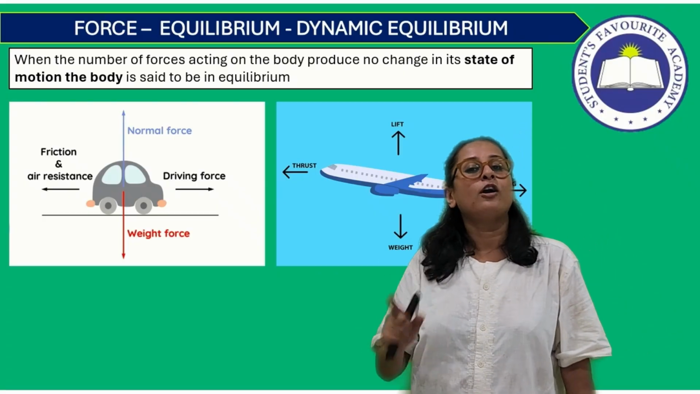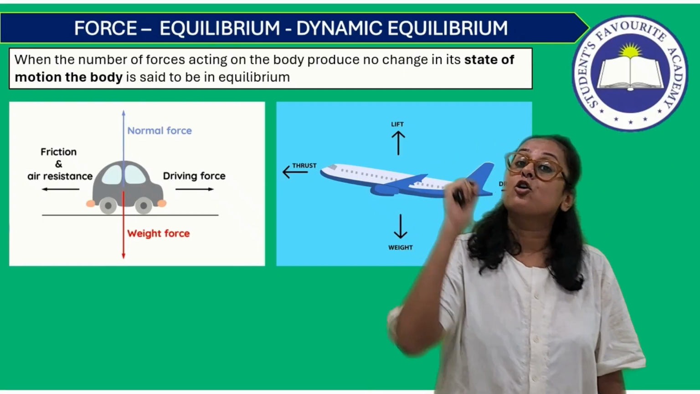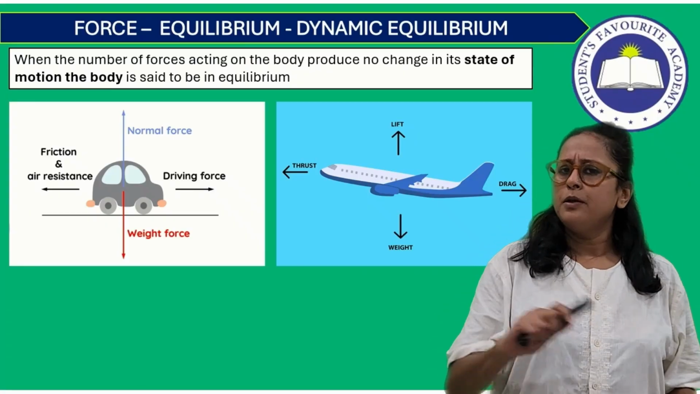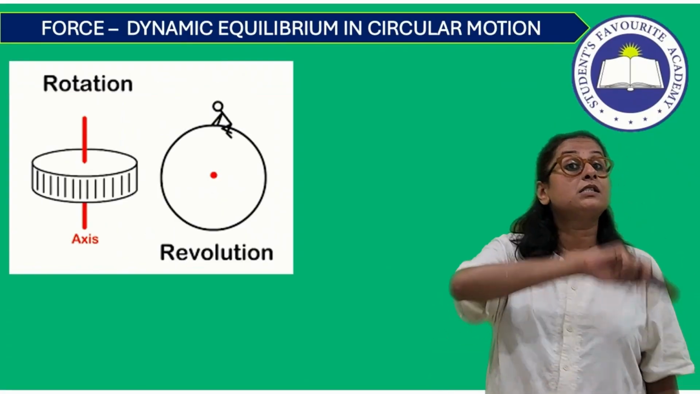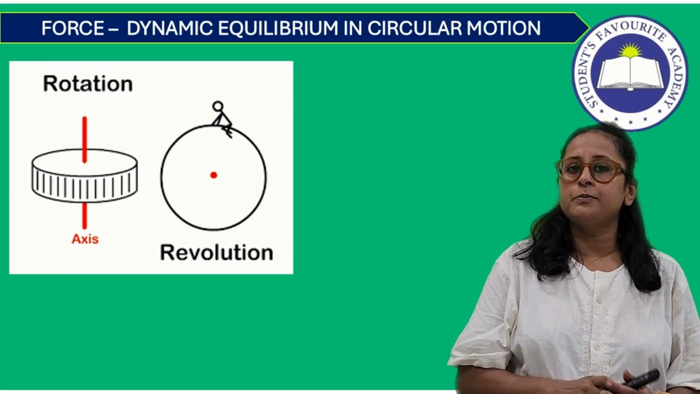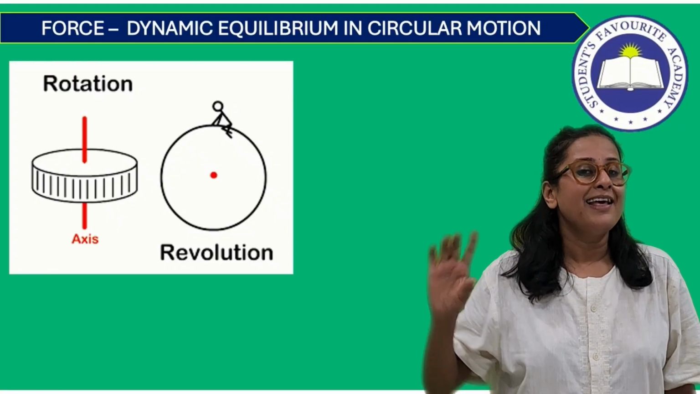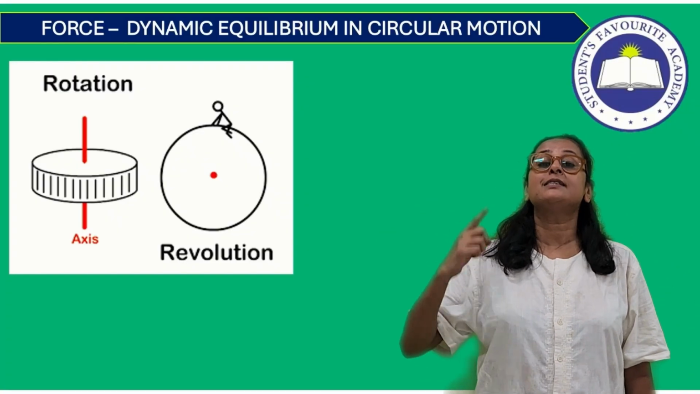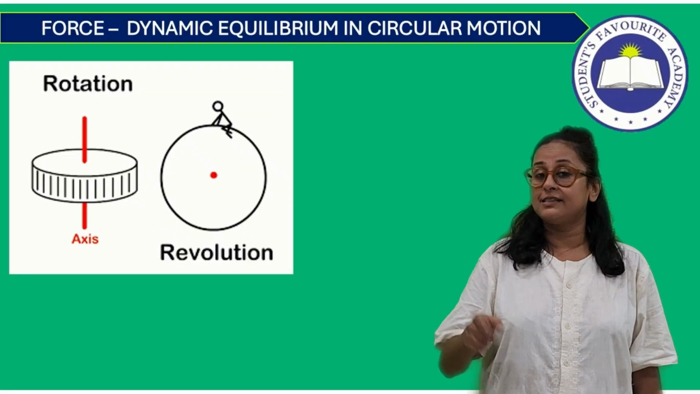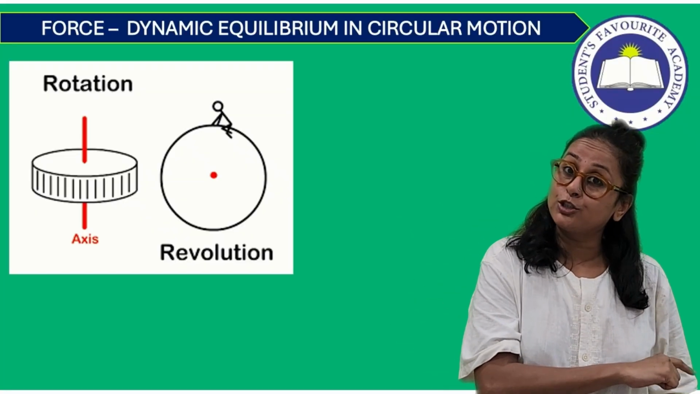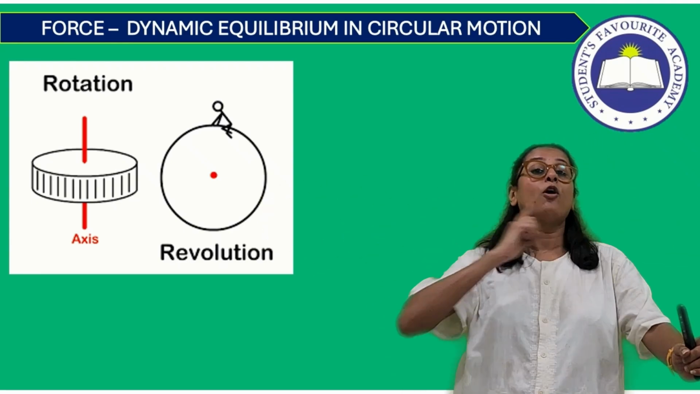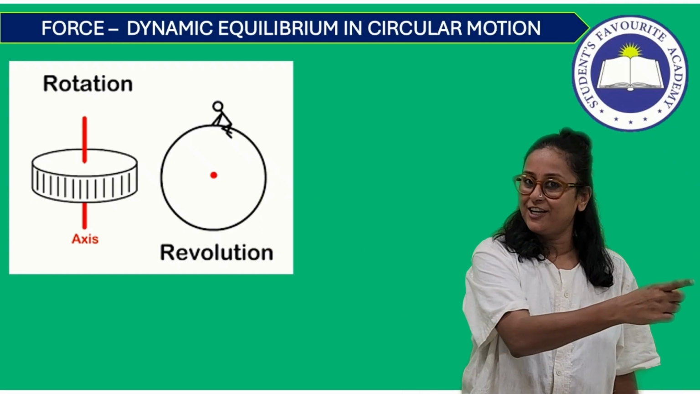Dynamic equilibrium: the body is in a state of constant velocity. Now, if we talk about equilibrium of bodies moving in circular motion, it's very important to know the difference between rotational motion, which happens about a fixed axis, where the body moves around a fixed axis, and circular motion, where the whole body moves around an external point.